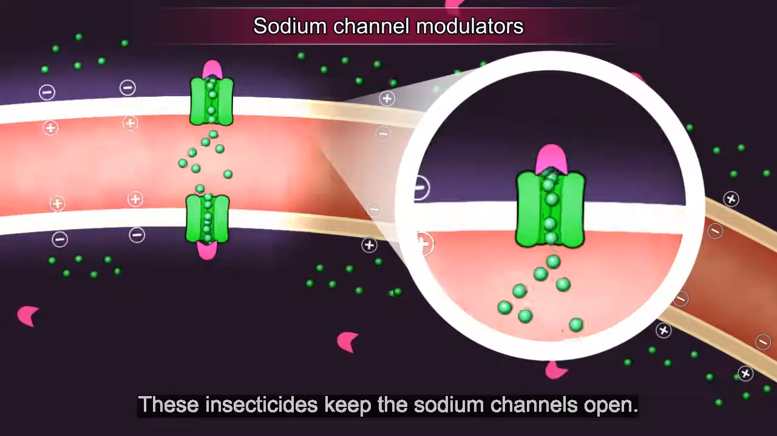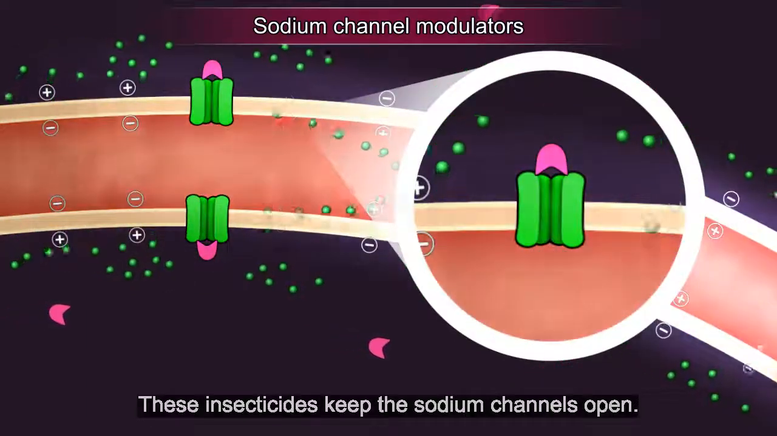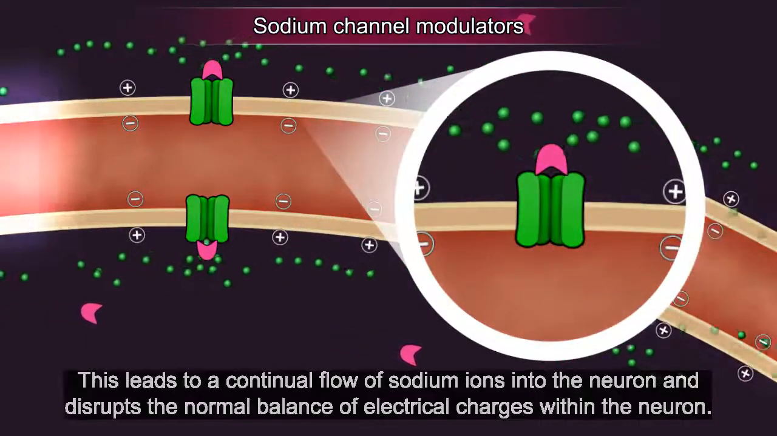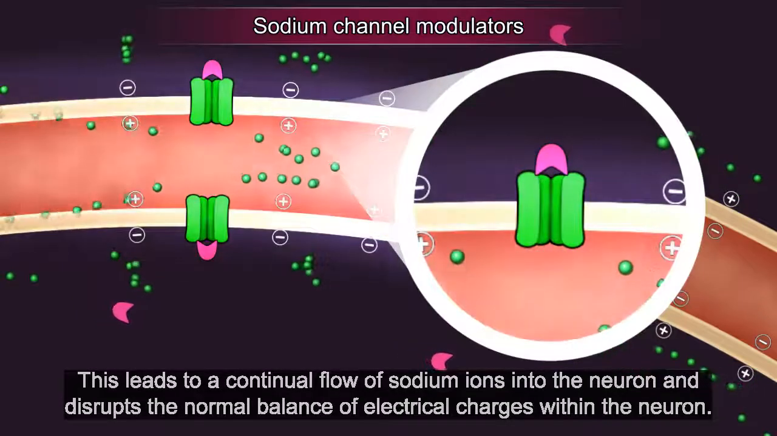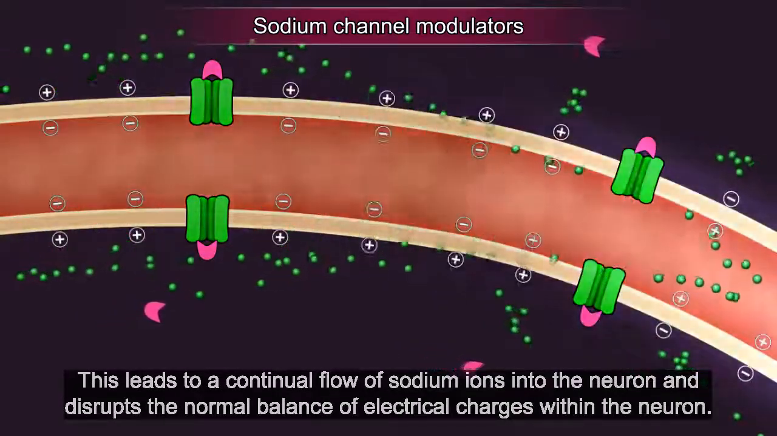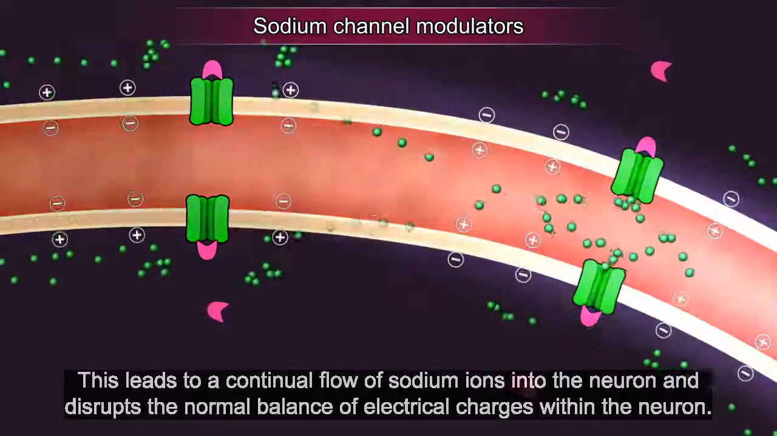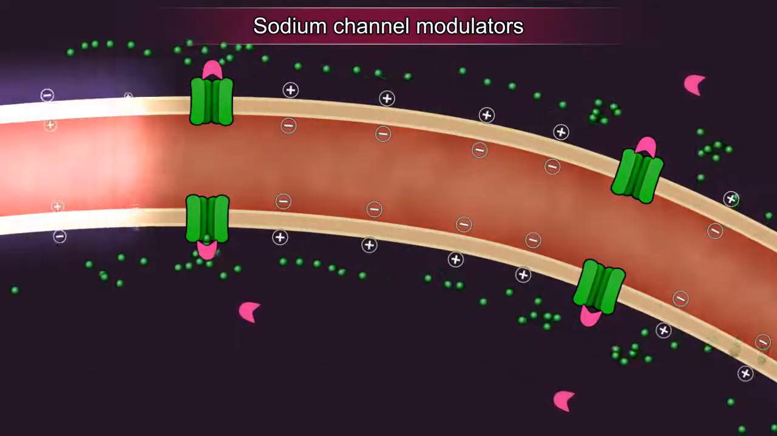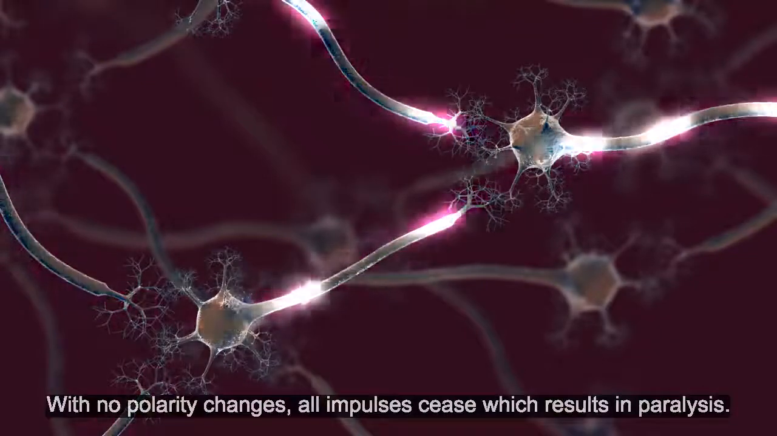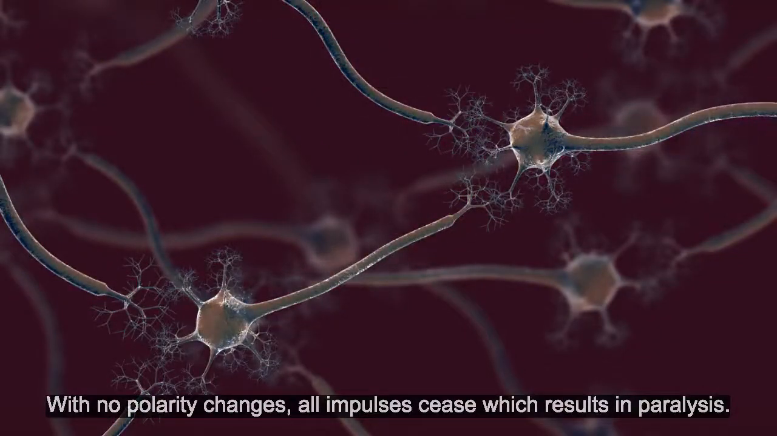These insecticides keep the sodium channels open. This leads to a continual flow of sodium ions into the neuron and disrupts the normal balance of electrical charges within the neuron. With no polarity changes, all impulses cease, which results in paralysis.